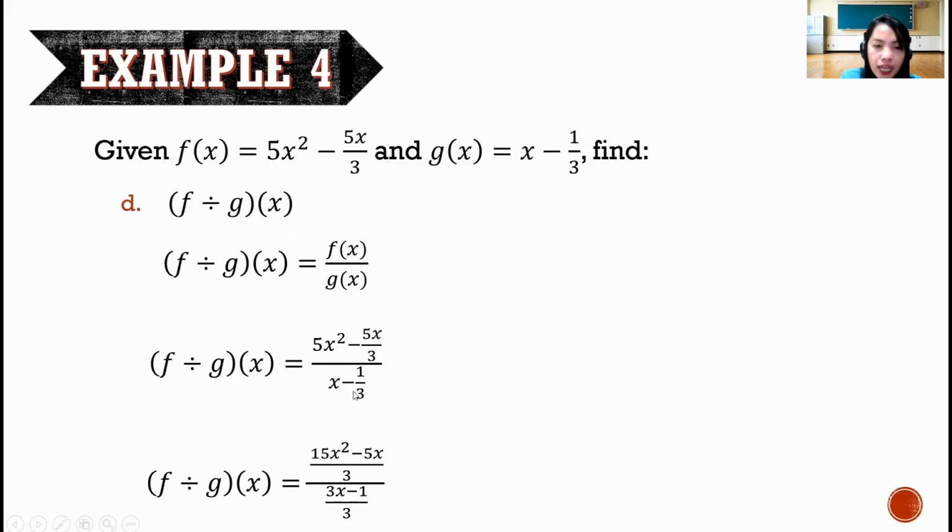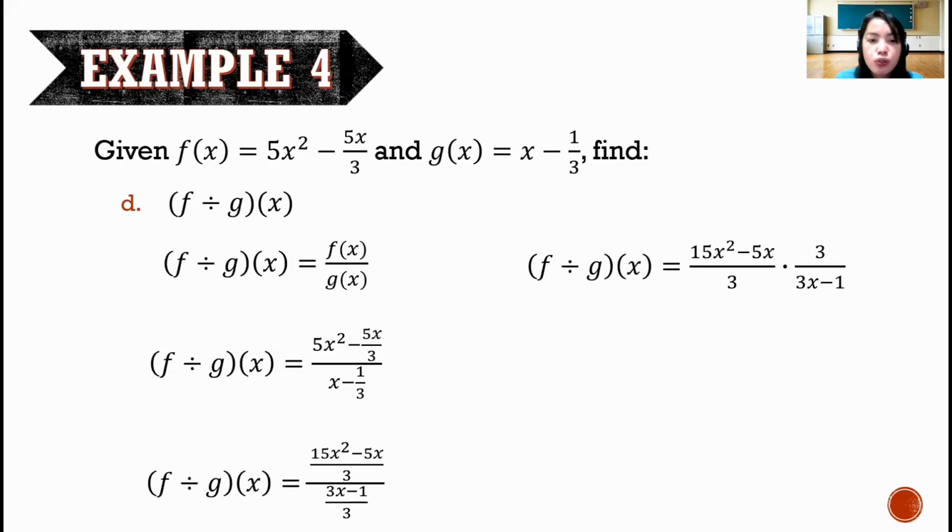All over the LCD of these two terms, x and then negative 1/3, that is 3. Ang denominator ng x ay 1. So 3 divided by 1, na denominator ng x, that is 3, times x. So ang ilalagay natin dito ay 3x. Minus 1. So ikakopy na lang natin yung 1 dito.